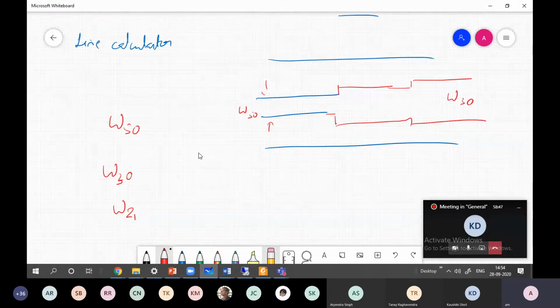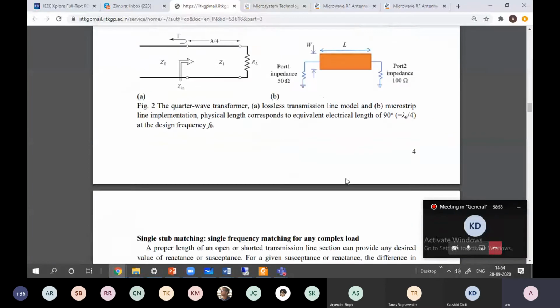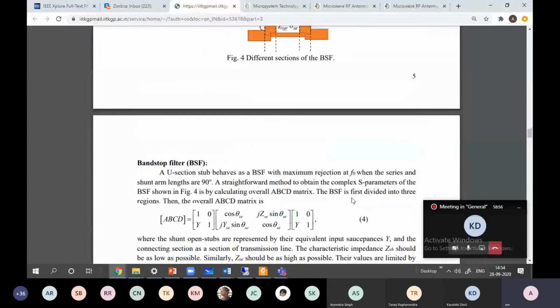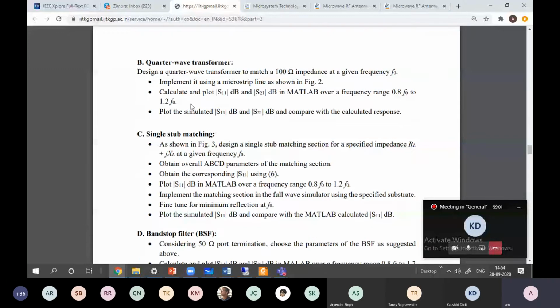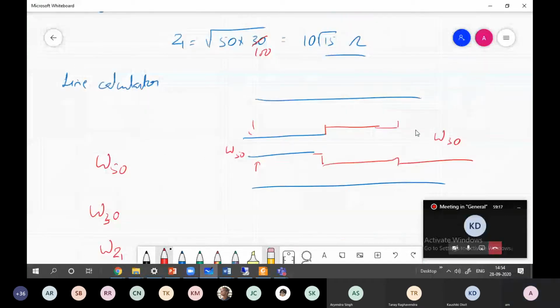Let's say if you do it at 2.4, I don't know at what frequency it is given. It has been asked for some frequency. Let me check. Okay, the problem here is given. They have asked for 100 ohm, so instead of this R naught it will be 100 ohm. Then it will change to smaller width.